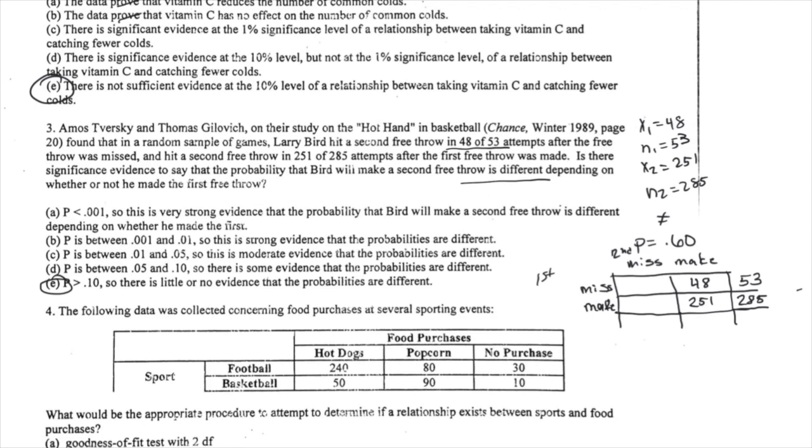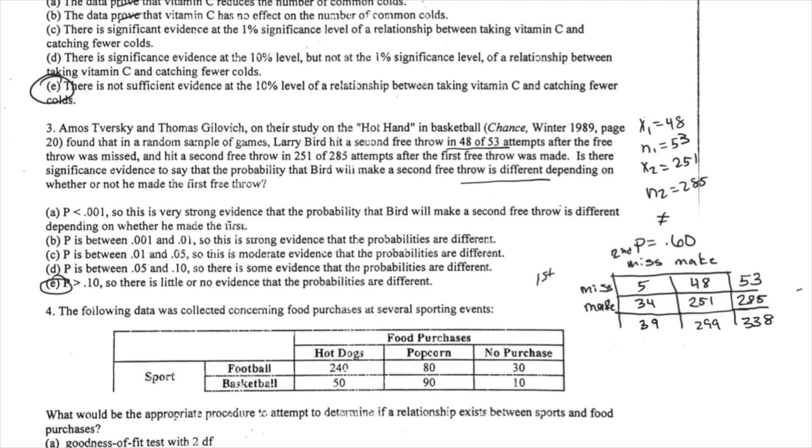53 plus 285, it's 338 here. 48 plus 251 is 299 there. Now I'm going to do some subtraction. 53 minus 48 to give me this value, so 5. And 285 minus 251, this would give me 34 here. So 39 would be there. And just to double check, 39 plus 299 gives me 338 as total.